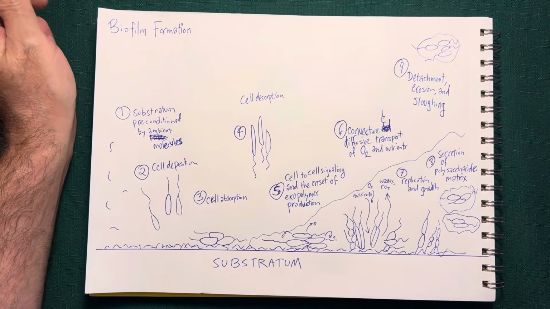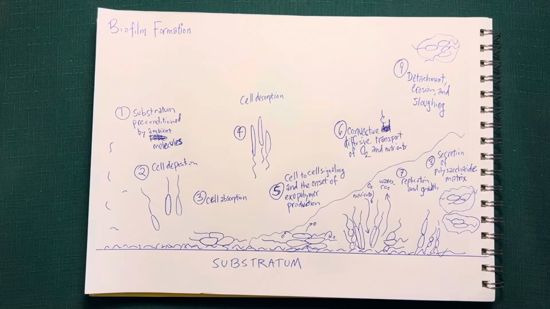Some new nutrient source, so we can go form a larger, newer, different biofilm somewhere else. So those are our 9 stages, pieces of the puzzle to biofilm formation.